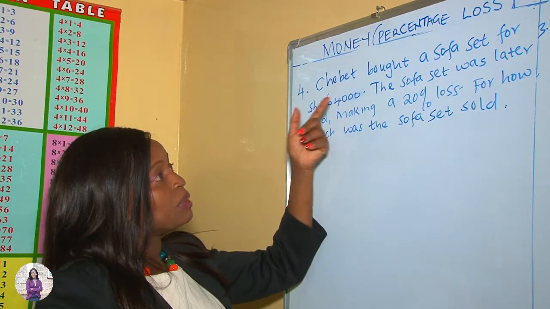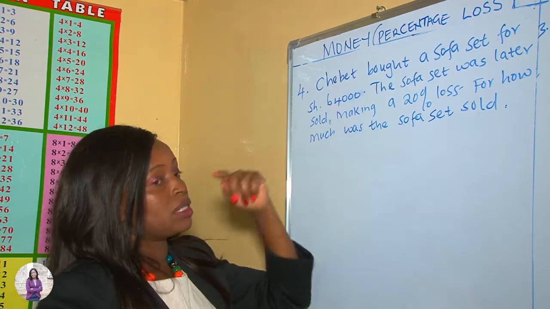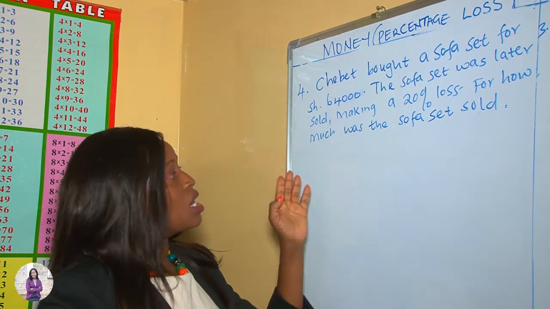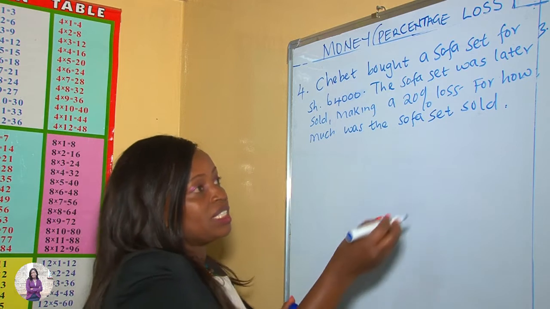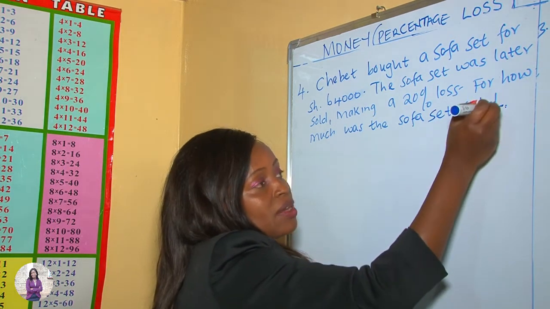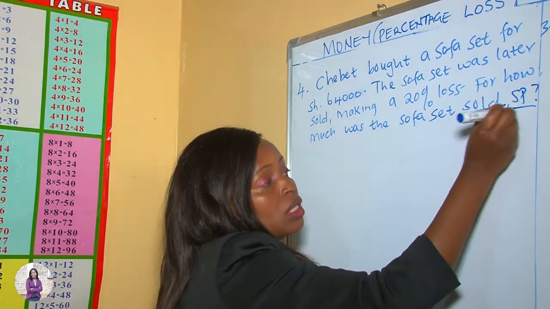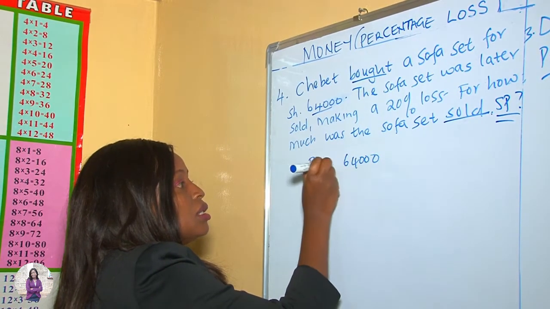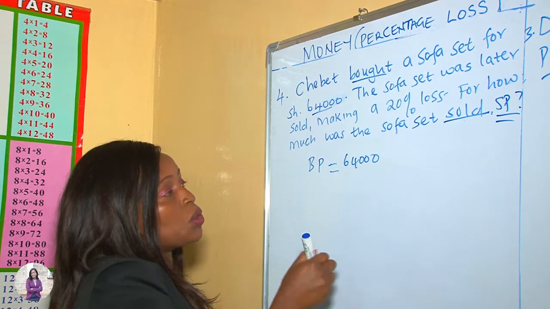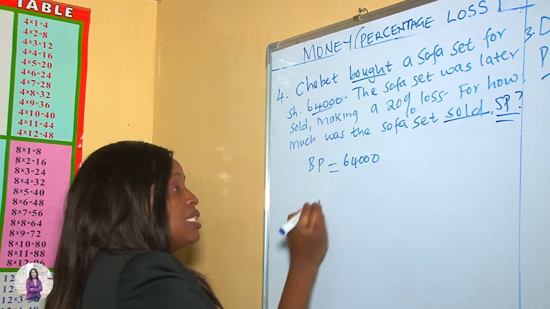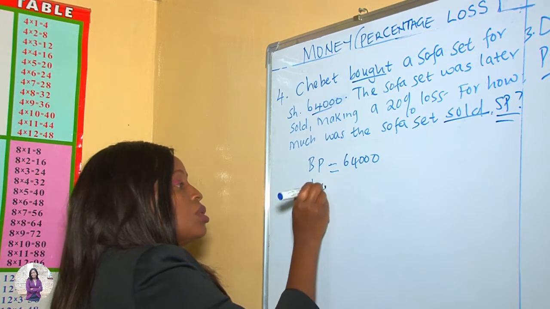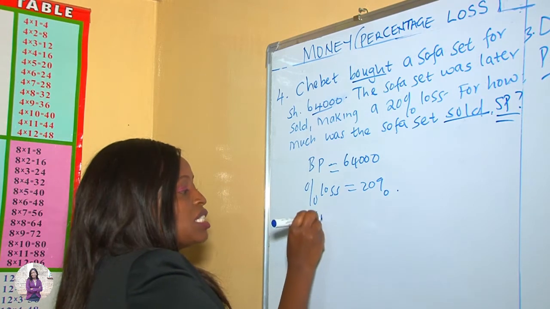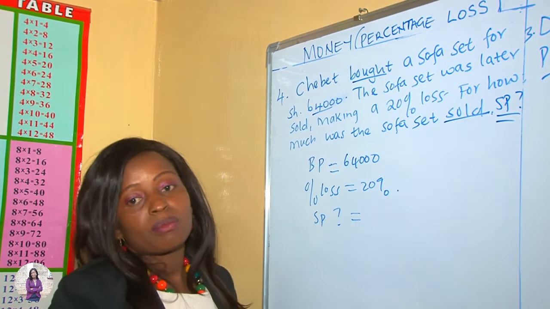We are told that Chebet bought a sofa set for shillings 64,000. The sofa set was later sold, making a 20% loss. For how much was the sofa set sold? So we're looking for the selling price. This is our question. Our buying price is 64,000. And we are told that it was sold later, making a loss of 20%. So our percentage loss is 20%. And now the key question is about the selling price.